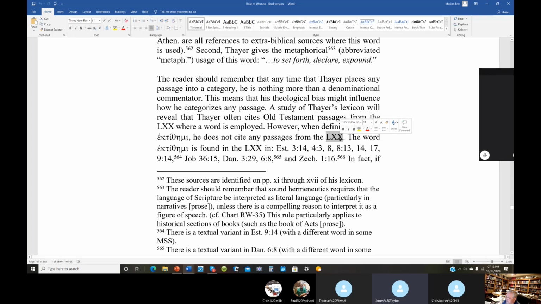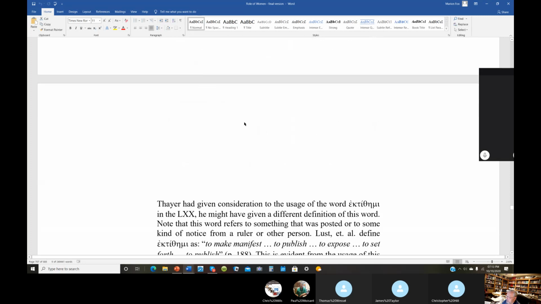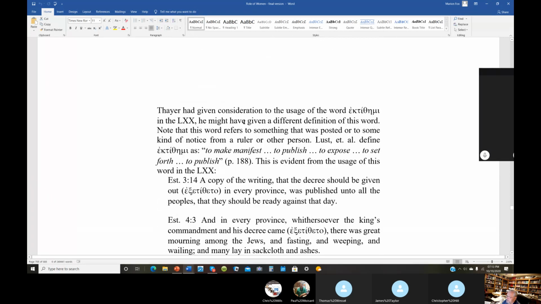Septuagint. Yep, that's the Septuagint, okay? So what we have is the Septuagint. He doesn't cite them in the Septuagint. Well, lo and behold, it's found in all these passages in the Septuagint. Huh? Why didn't he cite them? That makes you wonder, doesn't it? Now, in fact, if he'd given consideration to the Septuagint, he might have had a different definition.